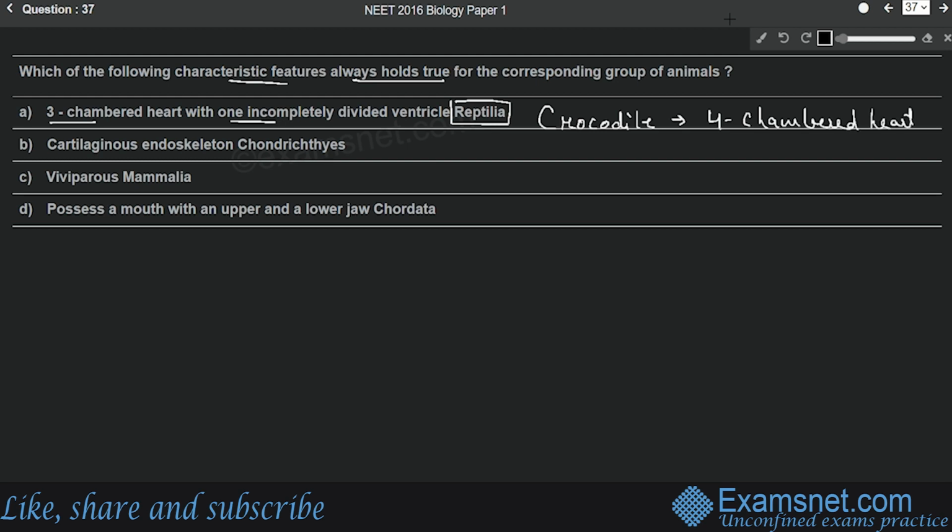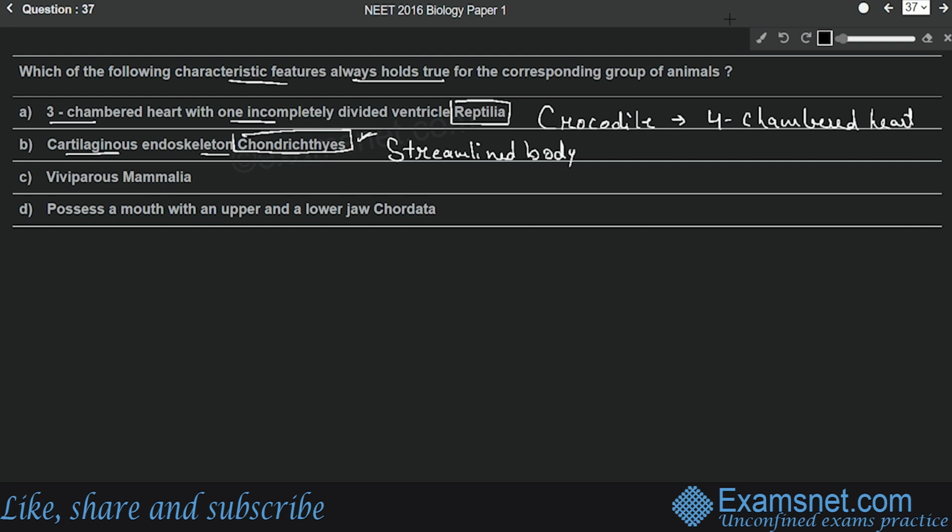That means this will not always hold true. So this is not the correct answer. Then second one is cartilaginous endoskeleton is the feature of Chondrichthyes. Now this is correct. There is no exception in this. Chondrichthyes have which kind of body? Streamlined body. Okay. Streamlined body, and they have cartilaginous endoskeleton without exception.